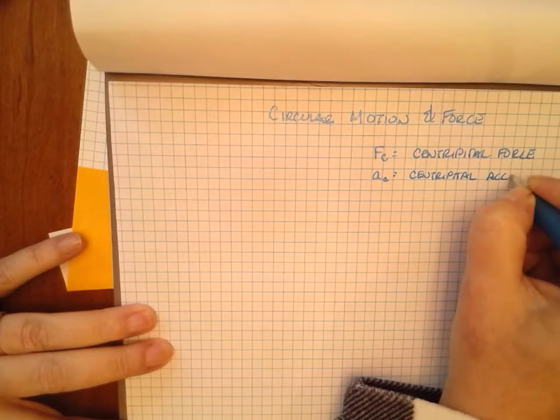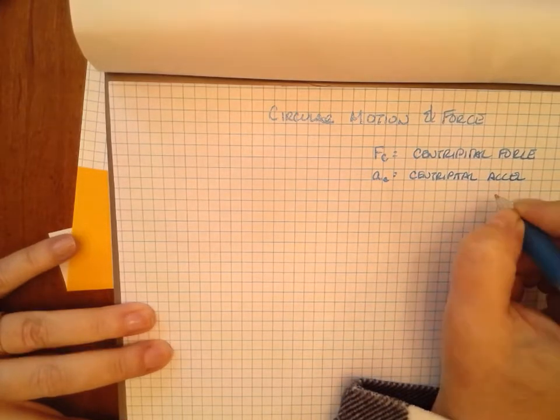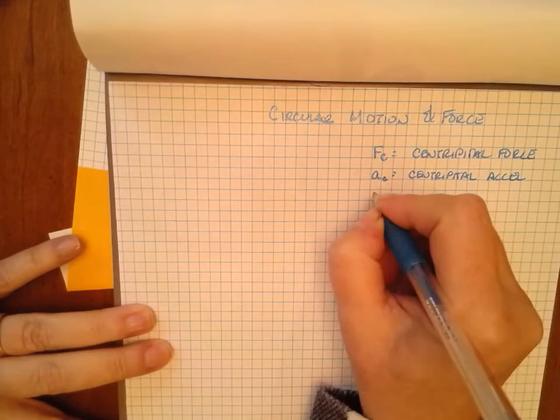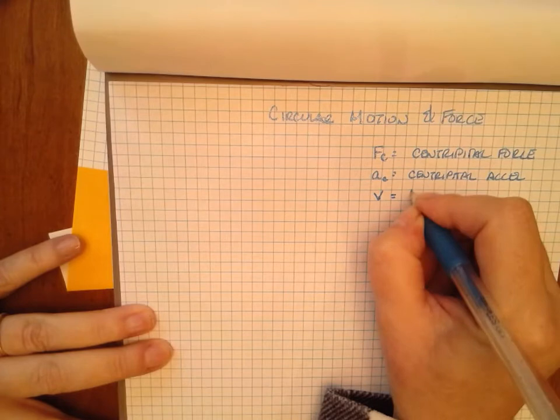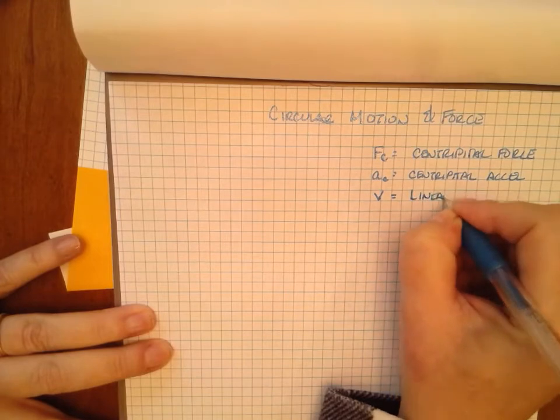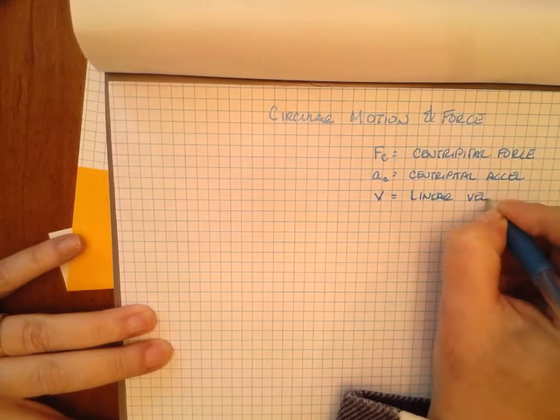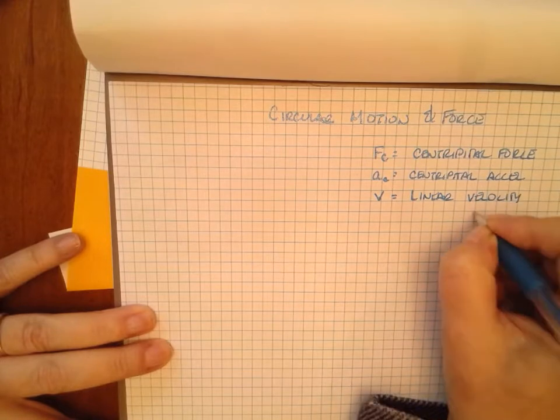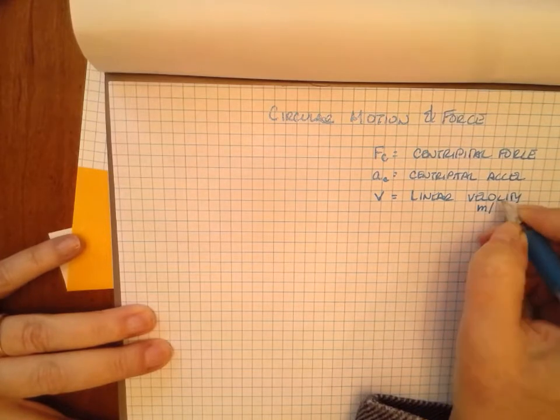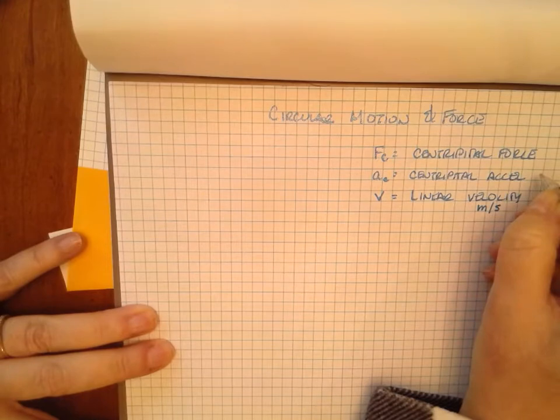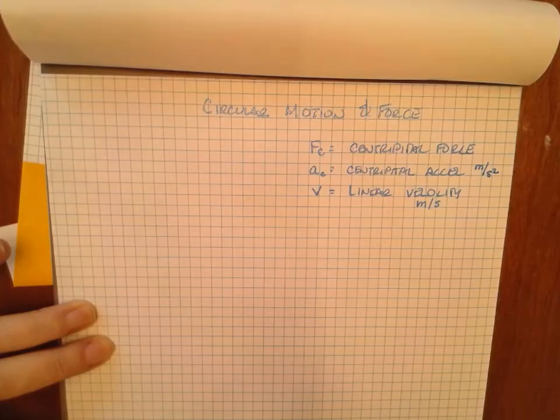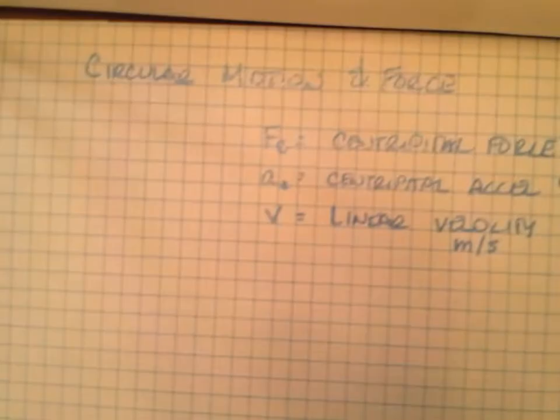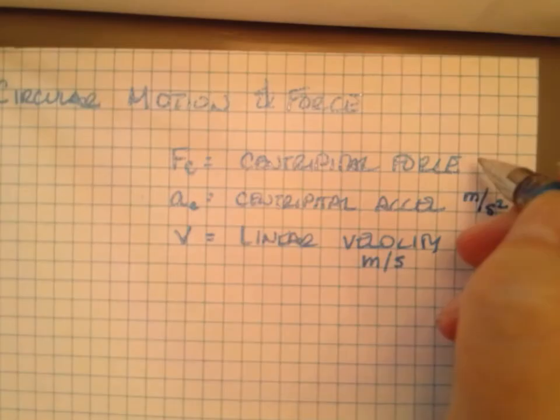And the velocity, the linear velocity, is something that we're going to measure in meters per second. The centripetal acceleration will measure in meters per second squared. And the centripetal force we will measure in newtons.